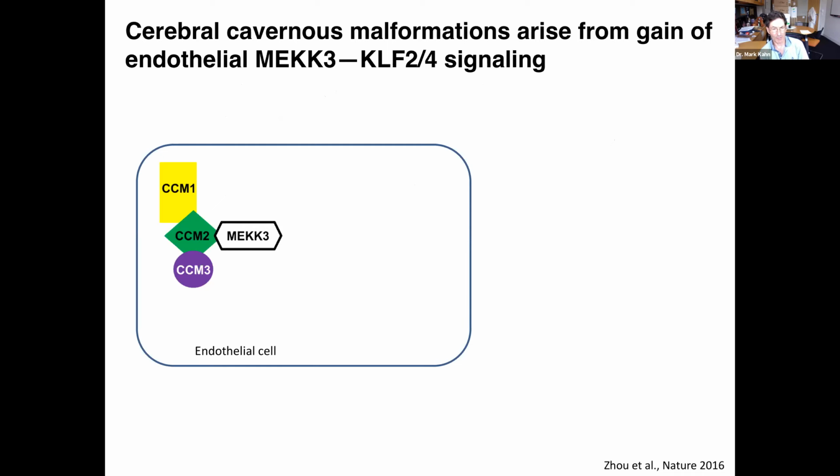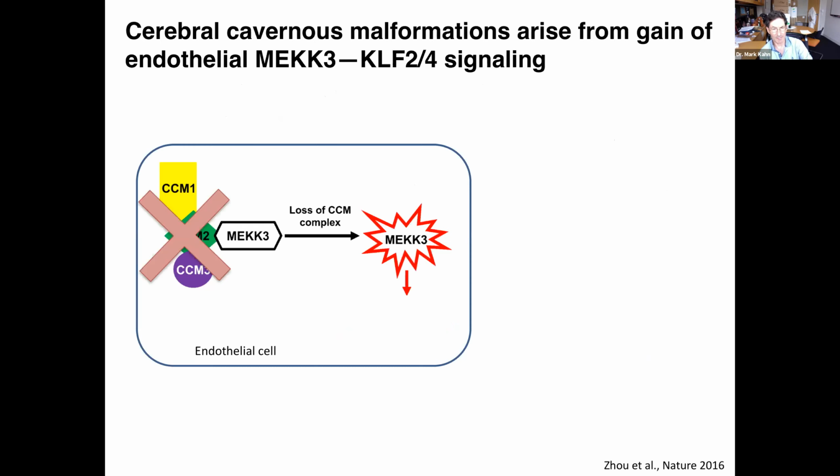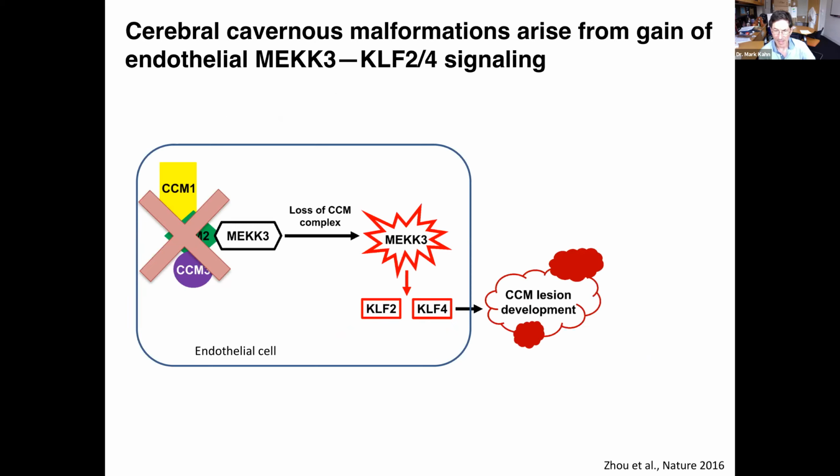And probably the most important thing that we found is that the real role of this complex is to bind and negatively regulate the function of a MAP kinase, MEKK3, that is particularly important in endothelial cells. And that MAP kinase will activate a cascade that ultimately results in the expression of two homologous transcription factors, KLF2 and KLF4, in endothelial cells. And it's when you have an excess of KLF2 and 4 that lesion formation takes place.